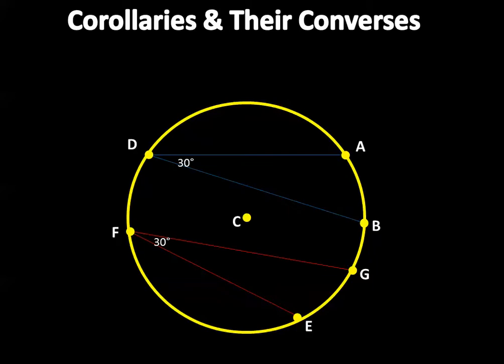There you go. There you have two inscribed angles that have measures of 30 degrees. But look, they intercept different arcs. Because angle ADB intercepts arc AB, while angle EFG intercepts arc EG. So this counterexample shows that it's possible for two inscribed angles to have the same measure but not intercept the same arc. So the converse of the second corollary is going to be false. The corollary is true, but its converse is false.